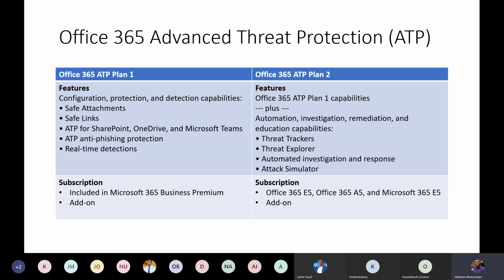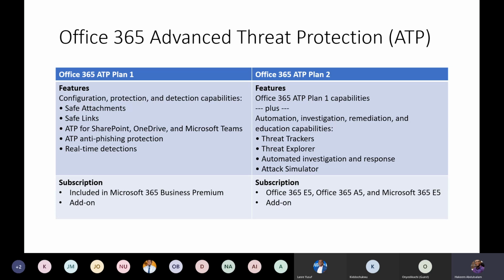So Plan 1 costs about $3 per user if you want to buy it as an add-on. While Plan 2 comes automatically if you run Office 365 E5, A5, and Microsoft 365 E5. And if you want Plan 2 and you're not running any of these subscriptions, then you can buy it as an add-on. That costs about $5 per month per user.